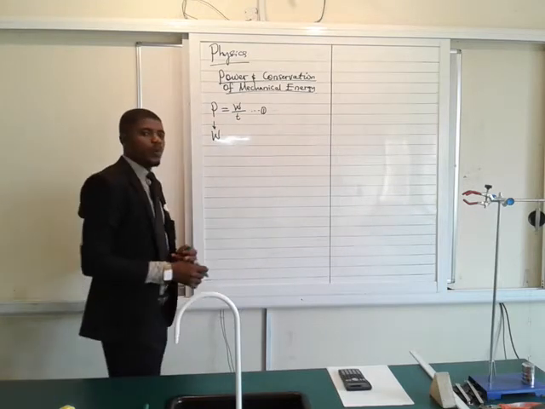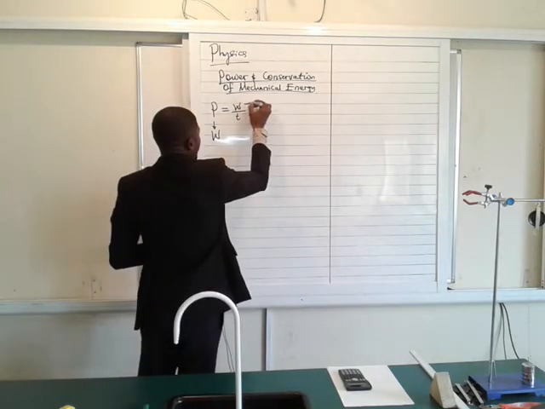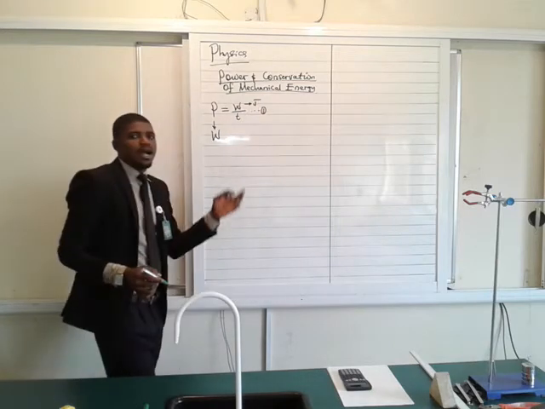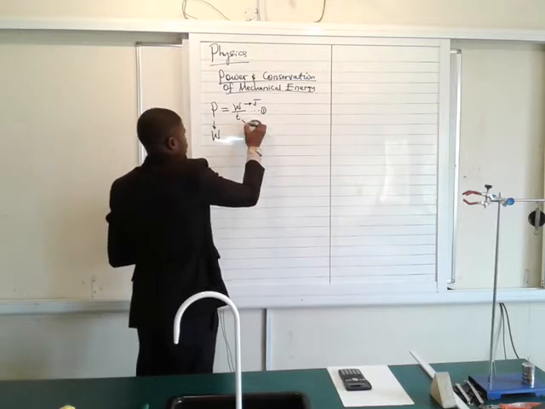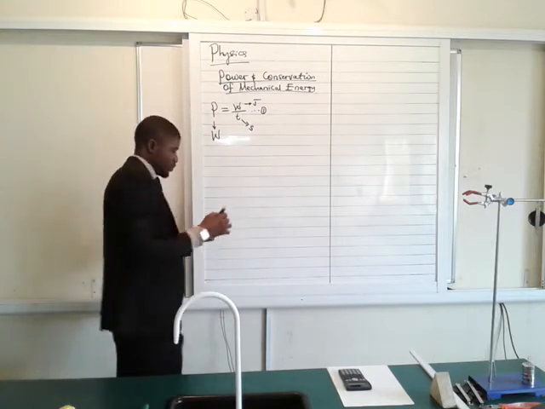W represents work and is measured in the SI unit of joules. And then t is the time taken and is measured in the unit of what? Seconds.